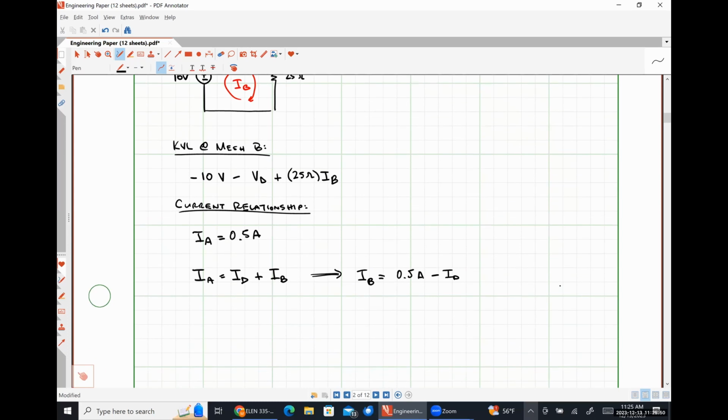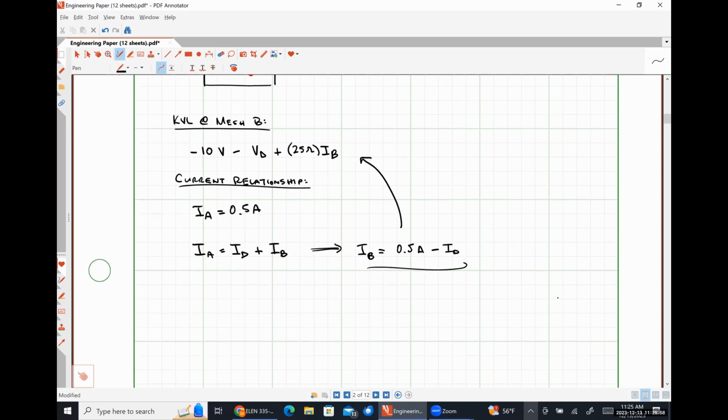So I'm going to substitute this relationship for IB into my first equation. And what I wind up getting is negative 10 volts minus VD plus 25 ohms times half an amp minus ID is equal to 0. And since I know that ID and VD are related to each other, I can get rid of one of these variables in that way. Lucas.